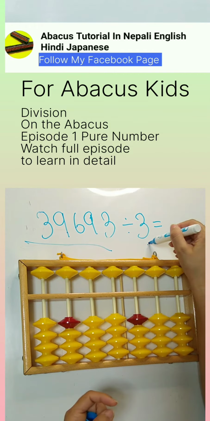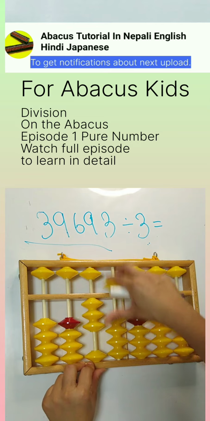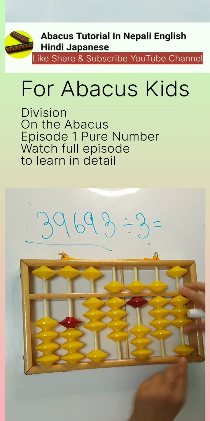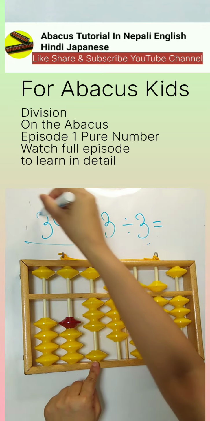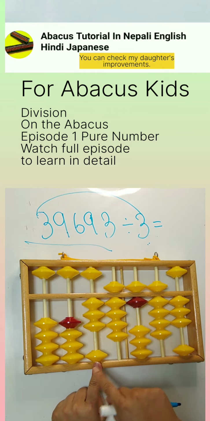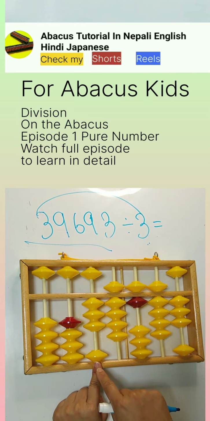5 digits minus 1 digit, you get 4. This is 2, 3, 4. Place your dividend from this rod and 3 pointed rod. Start dividing. 3 divided by 3, your answer is 1. You have to place your answer 2 rods to the left side from your pointed rod.